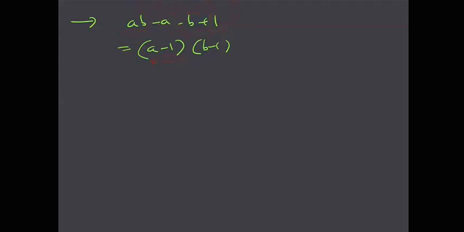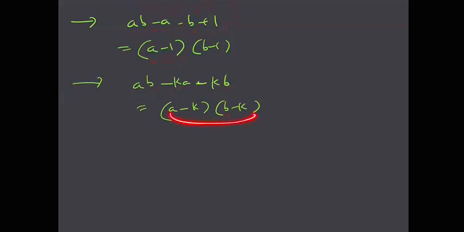Suppose you have ab minus ka minus kb, instead of minus a and minus b, suppose you have minus ka and minus kb. Then I'm just trying to write this as (a minus k) into (b minus k), because in (a minus k) into (b minus k), I'll get ab, I'll get minus ak, I'll get minus bk. So all these terms will appear in (a minus k) into (b minus k), but an extra term is plus k square. So I'll subtract it.